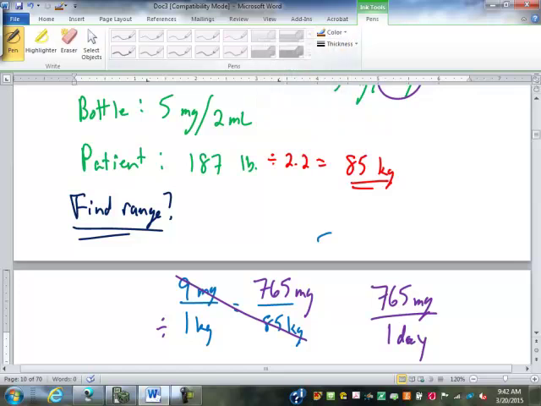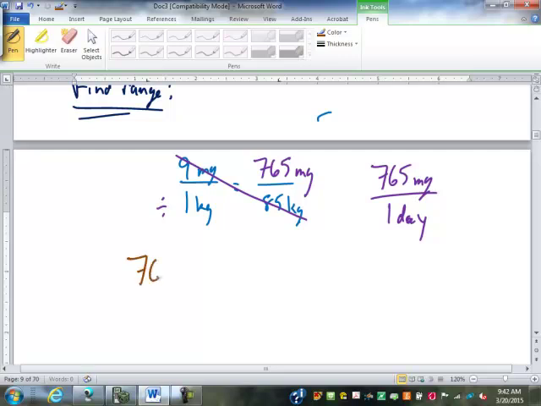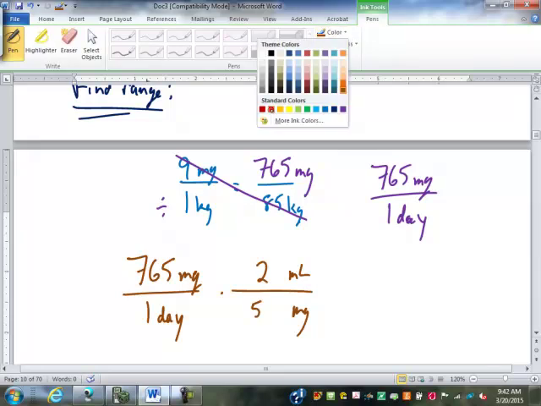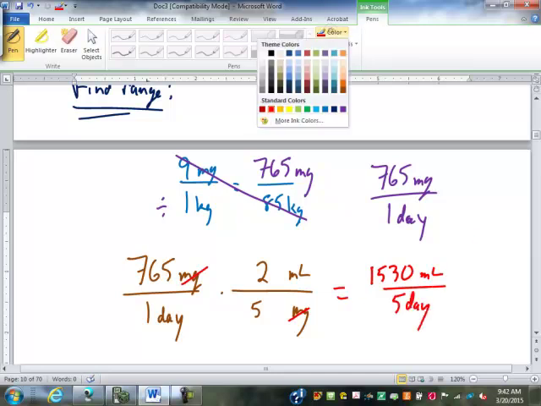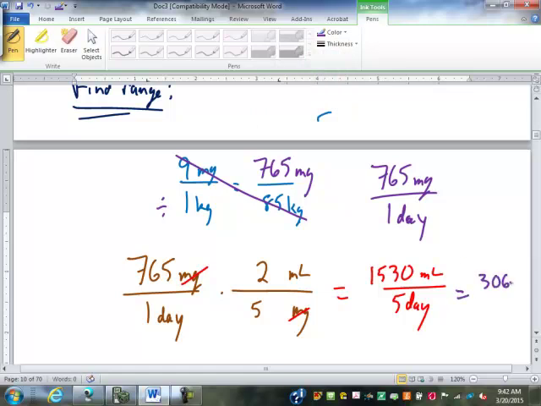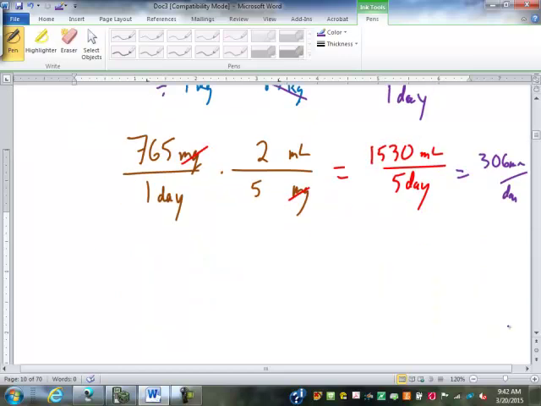What's next? Have to convert to milliliters. So we got our 765 milligrams per 1 day. We're getting rid of milligrams, so milligrams go on bottom so they cancel out. And we said 5 milligrams per 2 milliliters. So milligrams cancel. 2 times 765 is 1,530 milliliters over 5 days, which divides out to give us, what, 306 milliliters per day. Is that the minimum or the maximum dose? Minimum, because we use the smaller number. So this is the minimum dose.